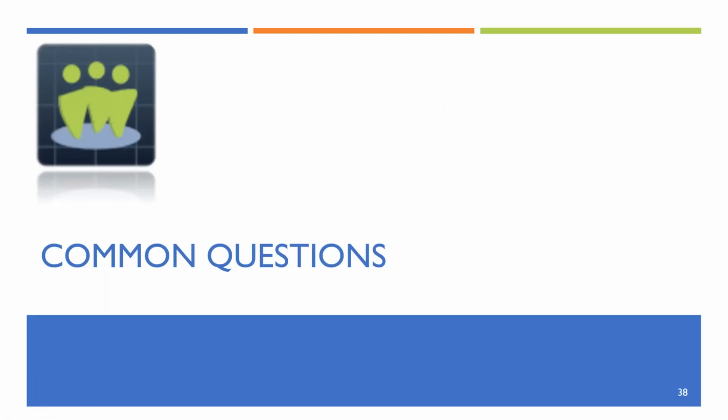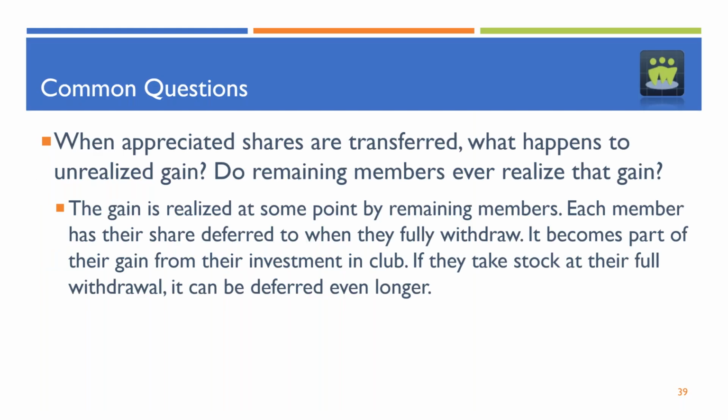Okay, here are some common questions we come to, just in case. So, you transfer appreciated shares. The club has an unrealized gain. What happens to that gain? Do the members ever realize that gain? Well, unfortunately for them, yes, you do. It happens when any remaining members withdraw, they will have a higher gain from their investment in the club equal to their share of that unrealized gain of the transferred shares. So it's deferred until they withdraw.